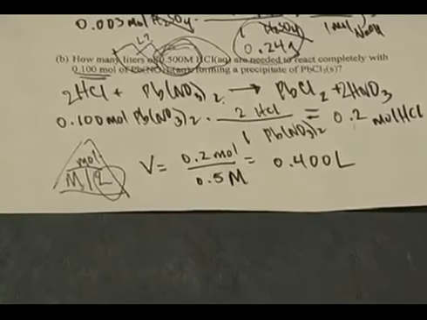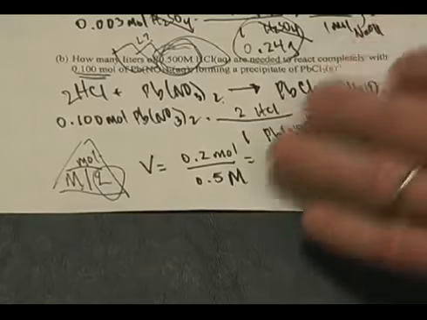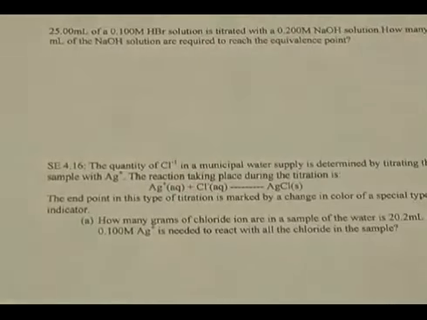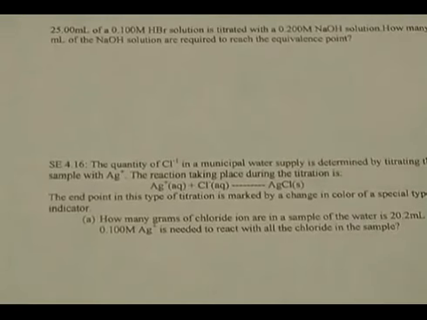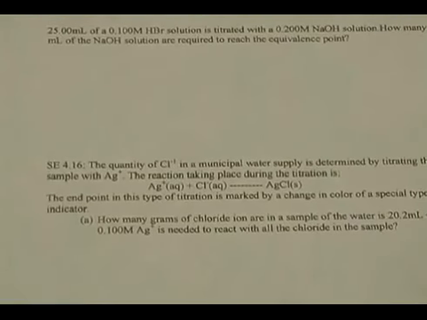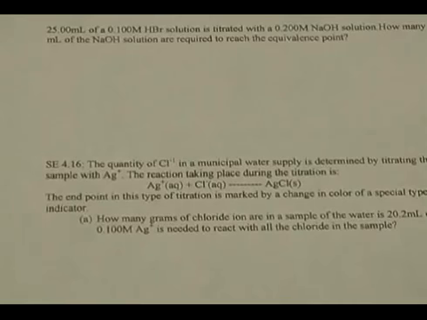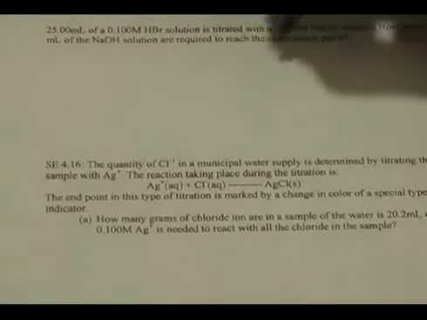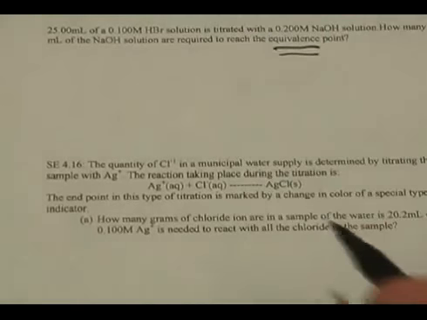Okay, moving on. Some other practice exercises. Let's look at a couple more examples. Turn the page. This one says, if 25 milliliters of a 0.1 molar HBr solution is titrated with a 0.2 molar NaOH solution, how many milliliters of the NaOH solution are required to reach the, here's the word, equivalence point?